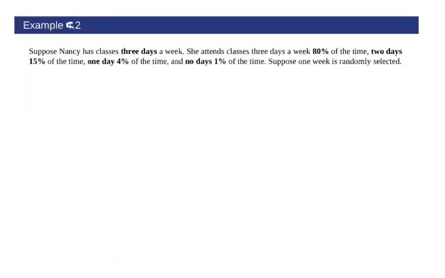Okay, so let's look at an example here. And that's actually example 5.2 on the new numbering system. Okay, so let's read through this and then let's see what is the random variable. And so the random variable is what we're keeping track of here. And so x is going to equal the number of days she goes to class. And so here we're talking about Nancy.